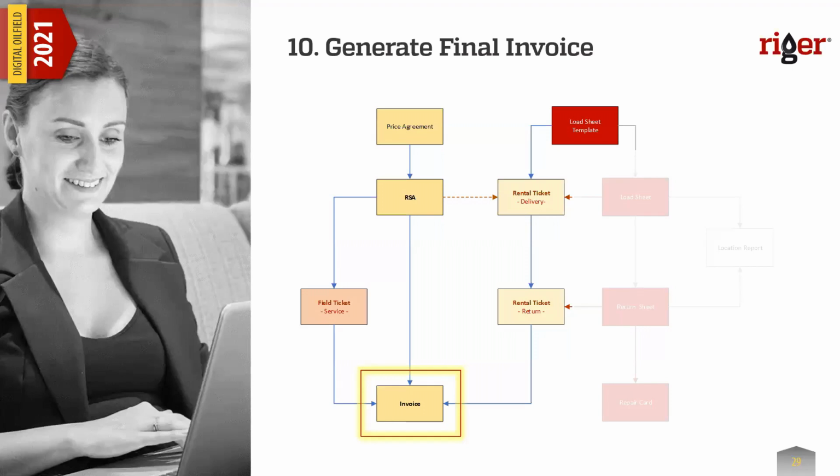And the final step number 10 is just to generate the final rental invoice. The rental invoice will take all the information from rental tickets, both delivery and return, and all the field tickets. And it will calculate the final charges to the client.